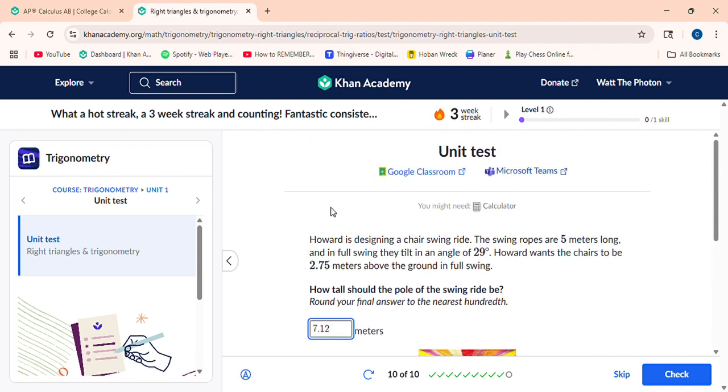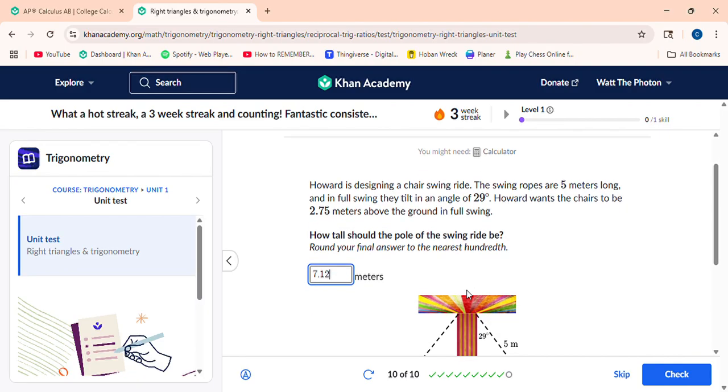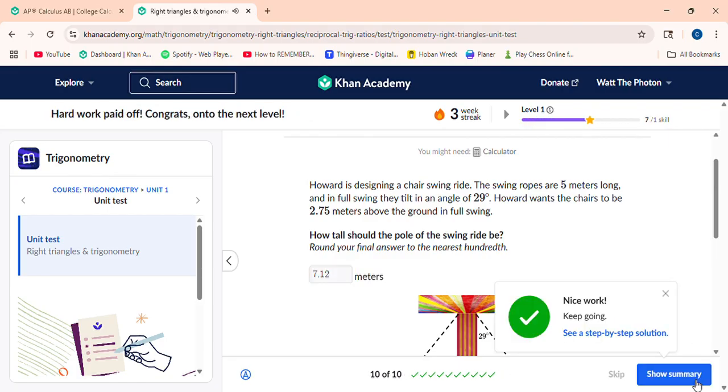It's the last question, so I get it right. So Howard is designing a chair on a swing ride. The swing ropes are 5 meters long, and in full swing they tilt at an angle of 29. Howard wants the chair to be 2.75 meters above the ground in full swing. How tall should the pole of the swing ride be? 7.12 meters. Yeah.